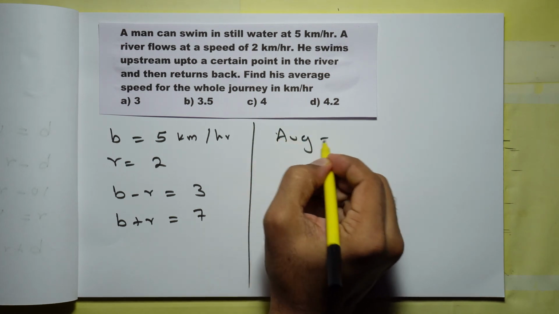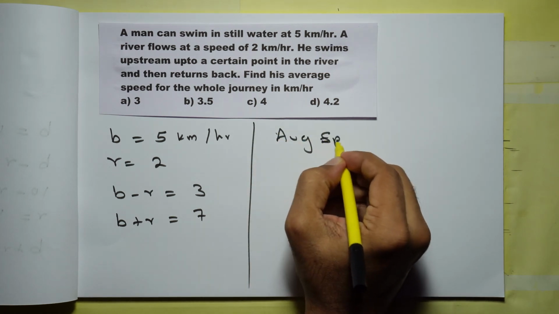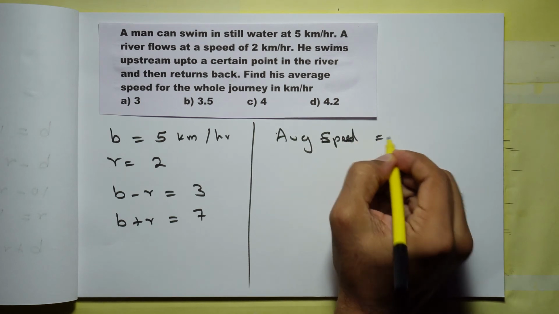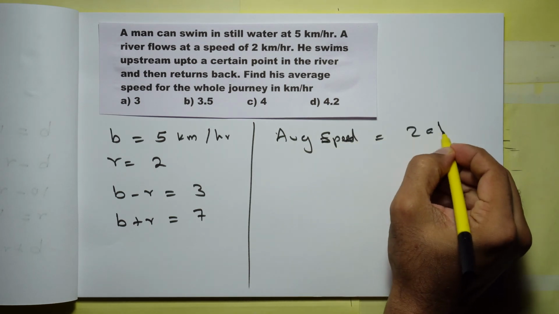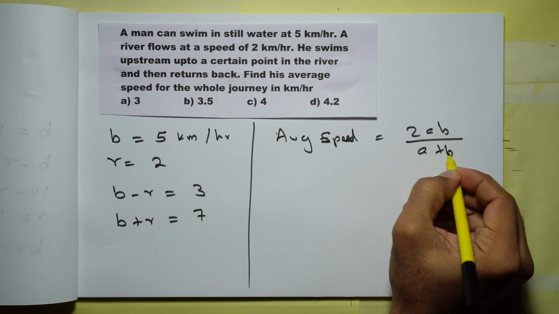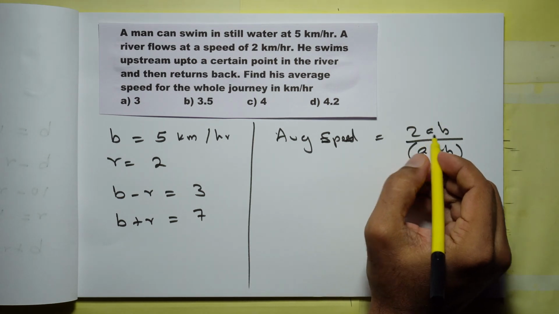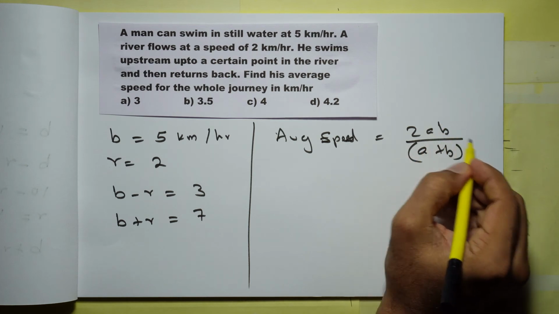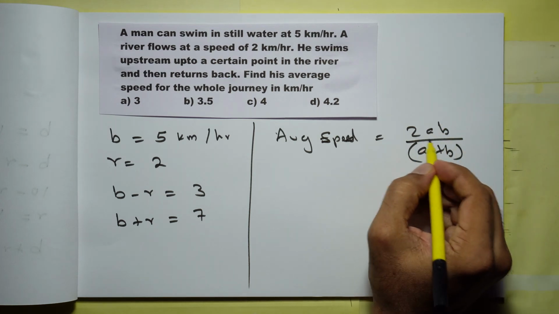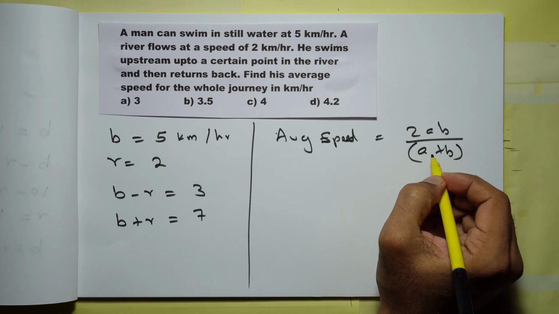Now average speed is given as 2AB by A plus B, where A is a speed for one half of the distance and B is a speed for the other half of the distance. So just substitute into this formula, you will get the answer.